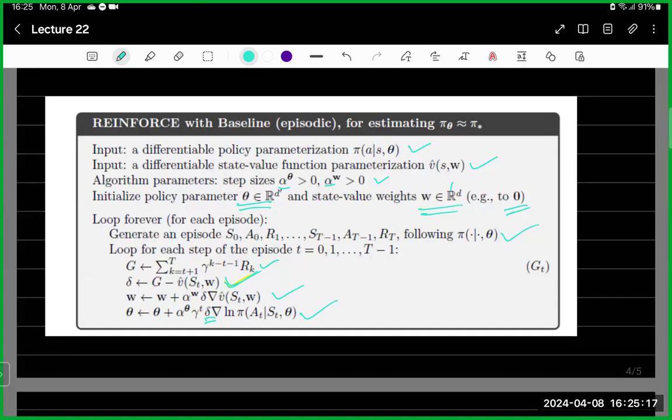No, we are updating W after that. So you're saying can't we interchange these two steps? Yeah, it is within this loop, right? For every step, first you generate the whole episode and then you run this for each step in the episode. So the W is getting updated and in the next calculation of delta, it is being used. Okay. So any doubts in this part?